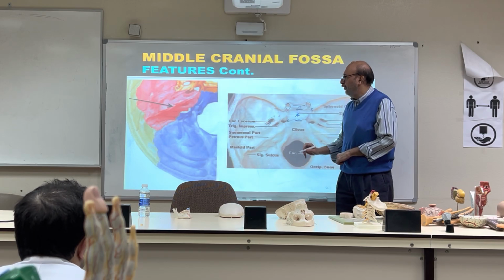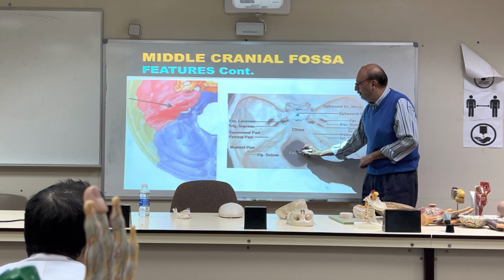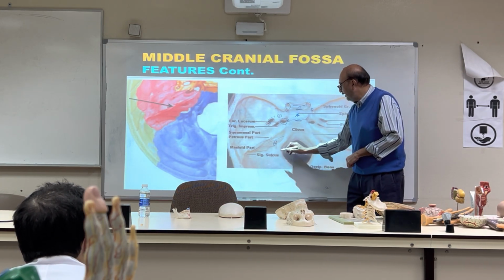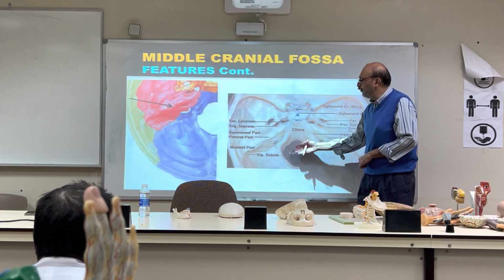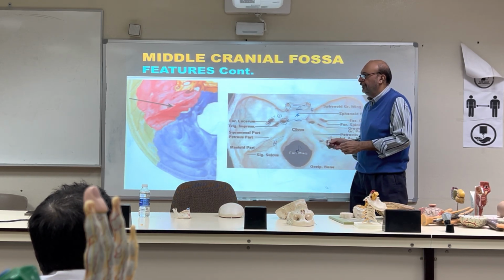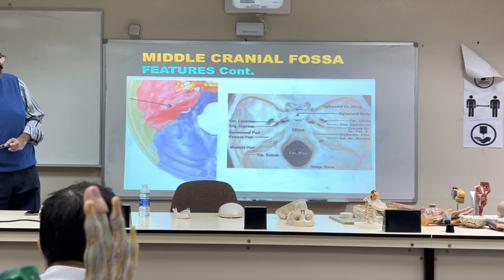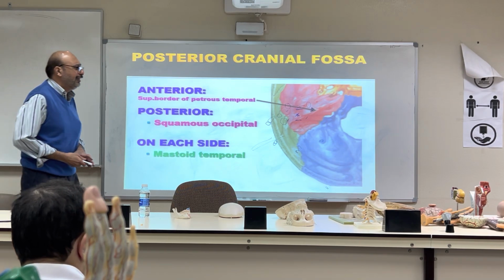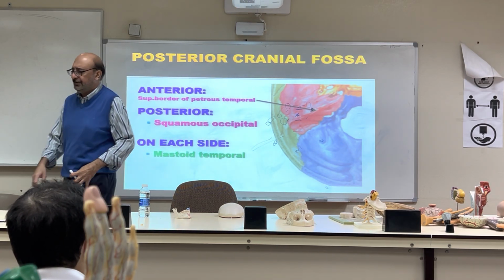Spinosum, ovale, lacerum, rotundum, magnum, petrous part, internal acoustic meatus, very clear here, and this smooth part for pons and basilar artery is called clivus, a special name, a bony name, the name of the bone, not the opening. Posterior cranial fossa: here is the anterior boundary, the petrous part, here is the occipital bone, posterior part.